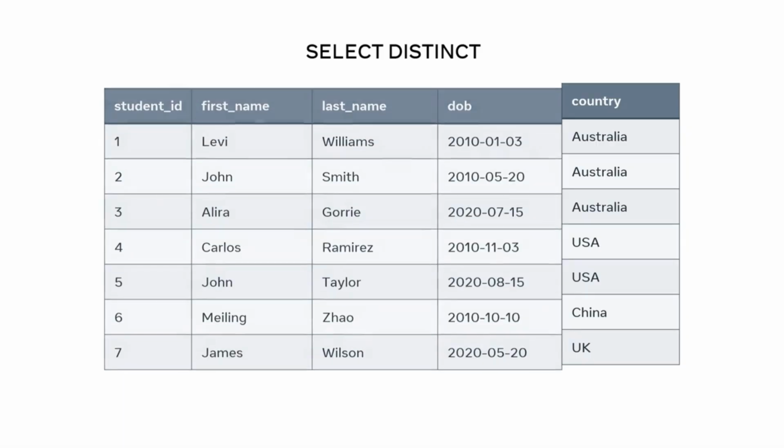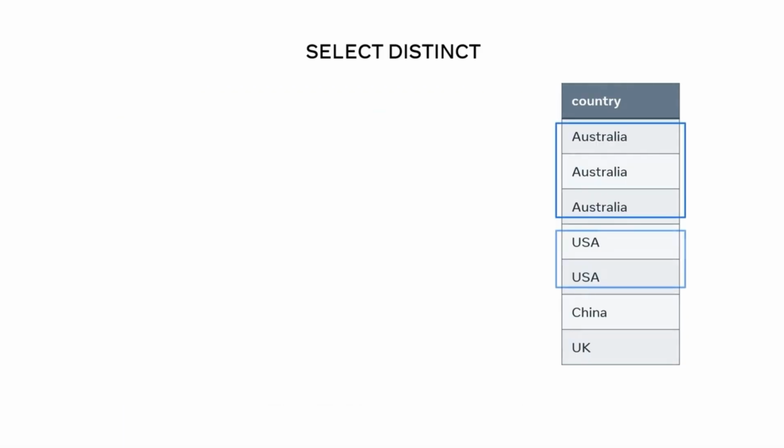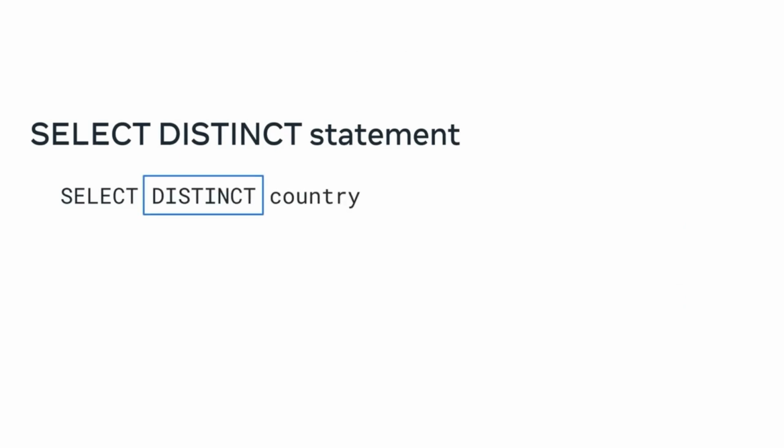You can begin by using a SQL select statement. You can write the select keyword, then country, followed by the from keyword and the student table name. Running this select query gives you 7 records as the result, with multiple duplicate records. In this case, there are duplicate records for Australia and the USA. So how can you eliminate these duplicates and retrieve a unique set of results? You can use the select distinct statement. You can write a select statement just like before, but this time add distinct after the word select.